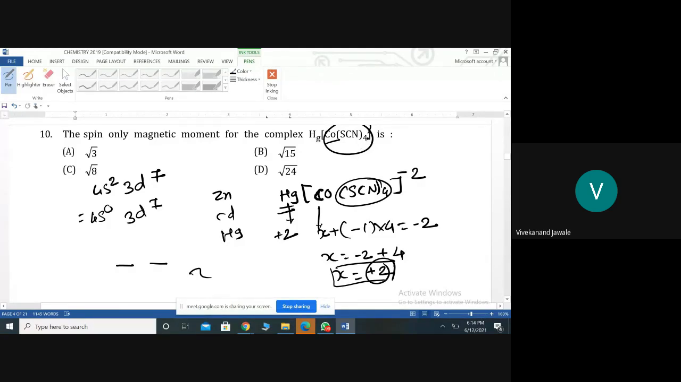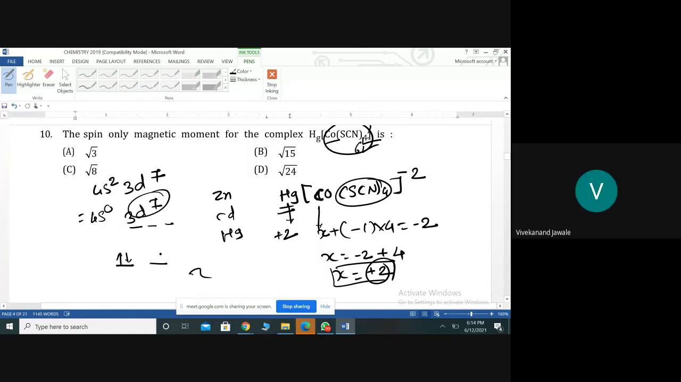Guys, we are saying that if here we have 6, then it will be octahedral, and if it will be 4, then it will be tetrahedral. Is it right? Say yes. Yes, sir. And now we have the 7 electrons.